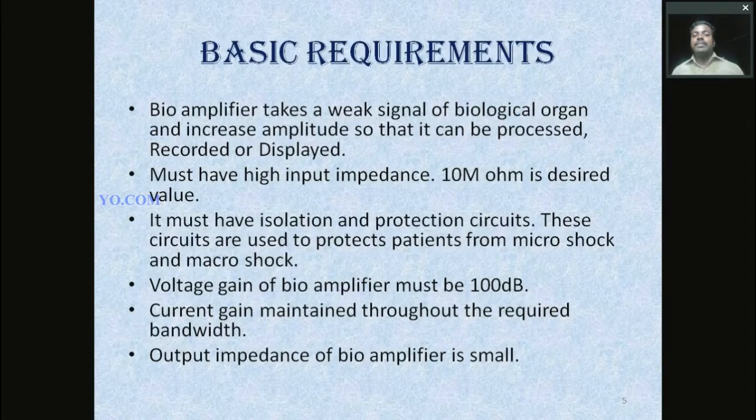If we do not have any isolation, sometimes the high voltage is passed to the low voltage side, and that will affect the patient. To protect the patient, we use isolation circuits or an isolation amplifier. An isolation amplifier has no physical contact; the input and output communicate in the form of impedance matching or optical communication by light. These circuits are used to protect the patient from microshock and macroshock.